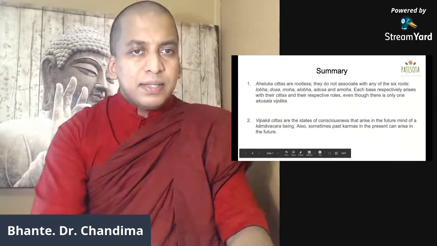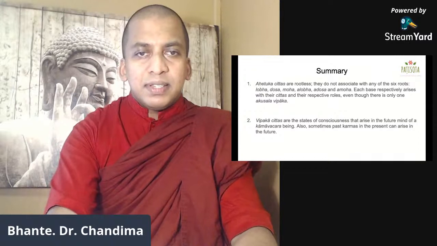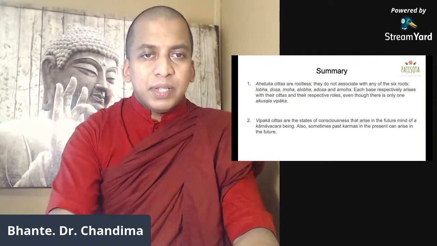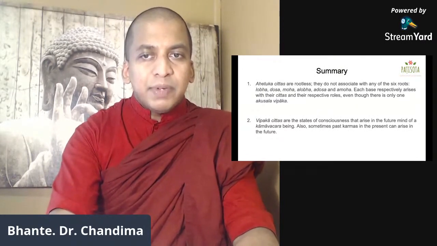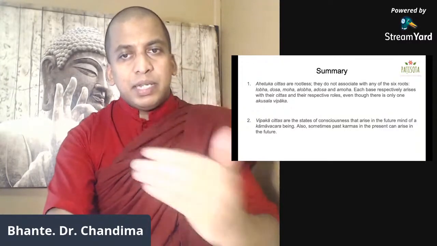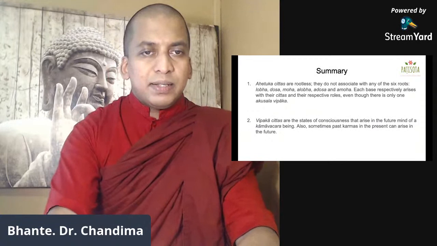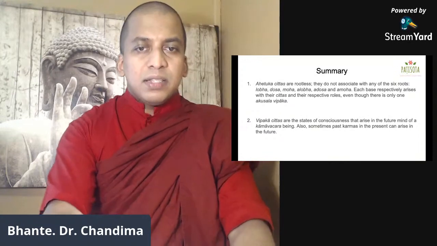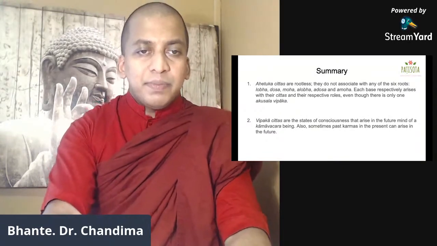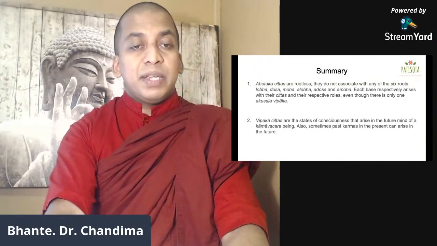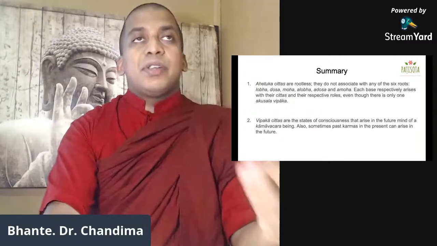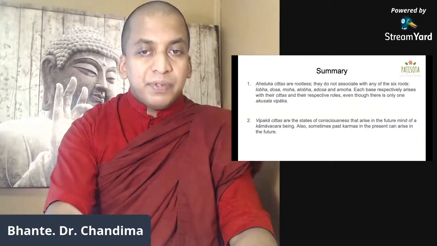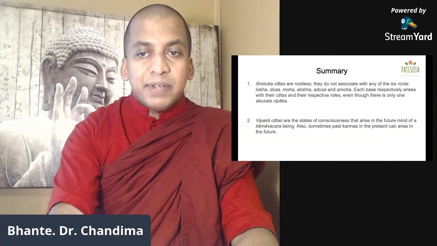Summary, I put only a few things. Number 1, ahetuka chittas are rootless. They don't associate with any of the 6 roots: lobha, dosa, moha, alobha, adosa, amoha. Even though it can operate with different objects, there is only one akusala vipaka. Number 2, vipaka chittas are states of consciousness that arise as the result of karma. Sometimes it could be something you did in this life. It shouldn't necessarily be something from a past life. Maybe it is from the first part of your life in this life too. Also, sometimes past karmas can arise in the present life.